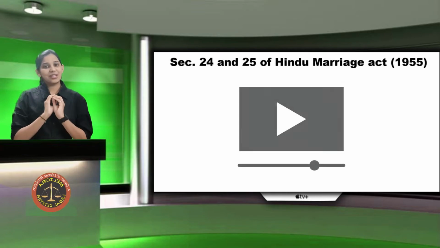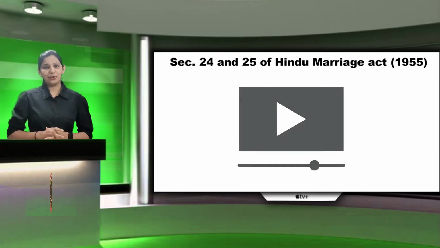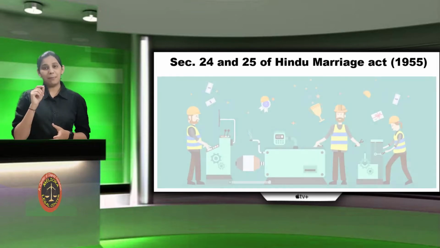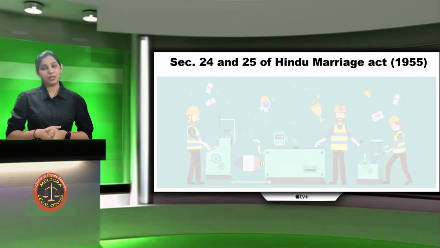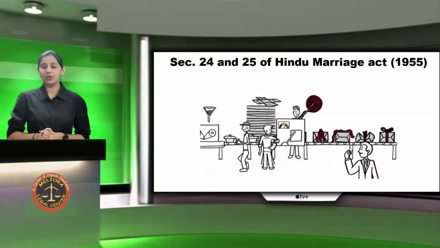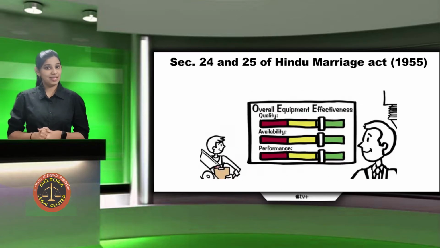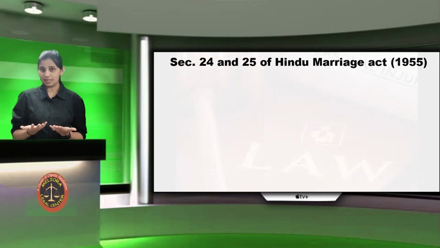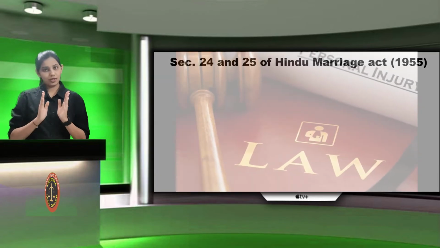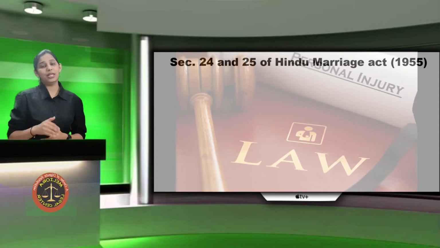See students, these sections are very easy. Do pay attention. Section 24 talks about the maintenance pendente lite and expenses of the proceedings. And section 25 talks about the permanent alimony and maintenance. So in simple language, we can say both sections are related to maintenance. Easy to remember? Good. So wasting no time, let's understand what maintenance means.